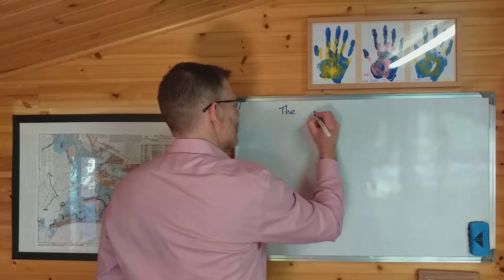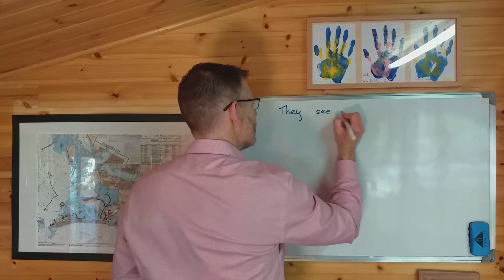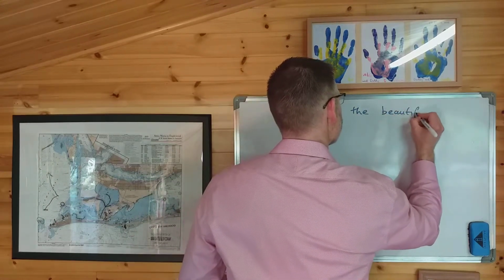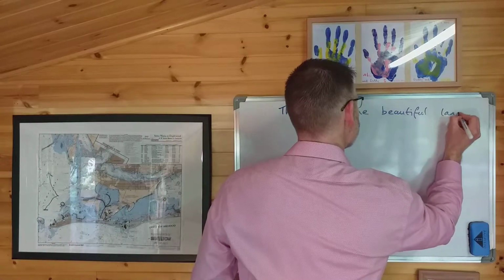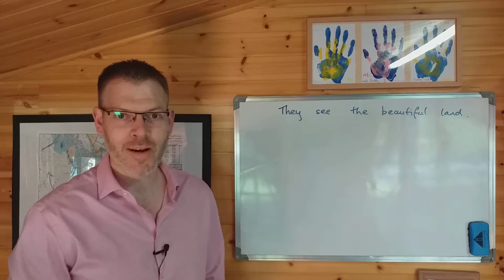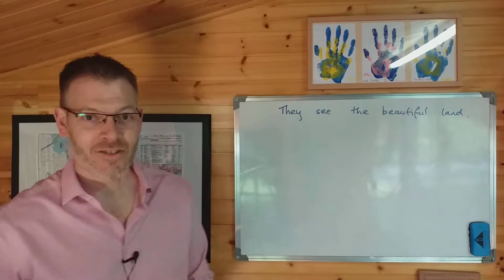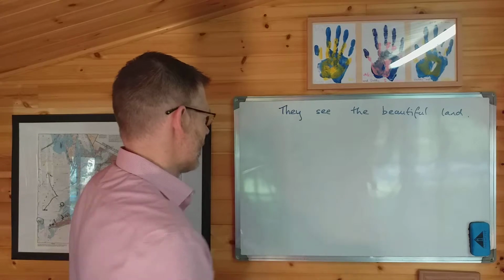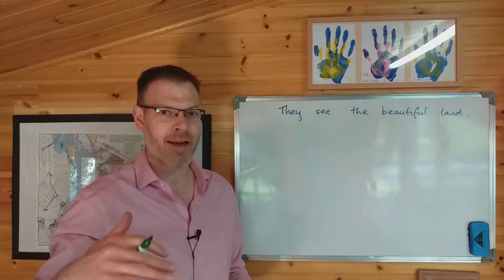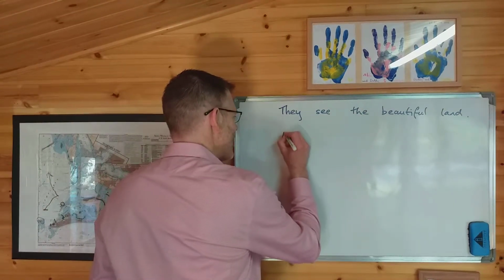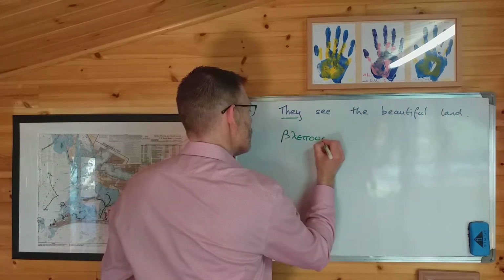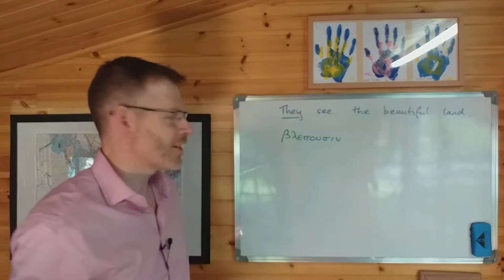Let's write it out in English for a second. They see the beautiful land. How are we going to translate that into Greek? Well, very straightforwardly. First thing you do always when you're translating anything is to translate the verb, because it gives structure and shape to everything else. So they see, the verb I see is blepo, so you just go through it in your head. Blepo, blepes, blepe, blepomen, blepete, blepusin. We want the third plural because it's they see, so blepusin.